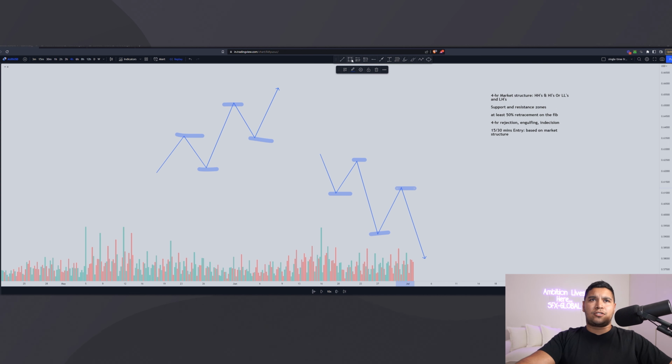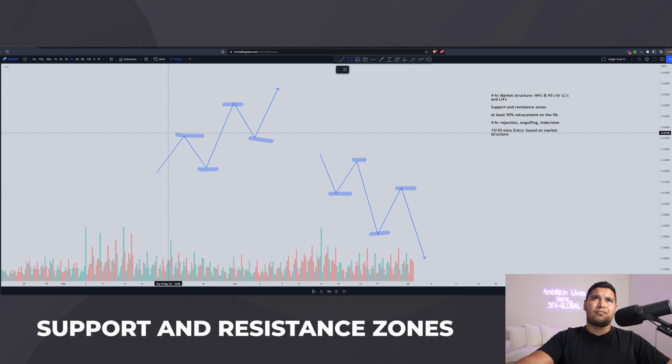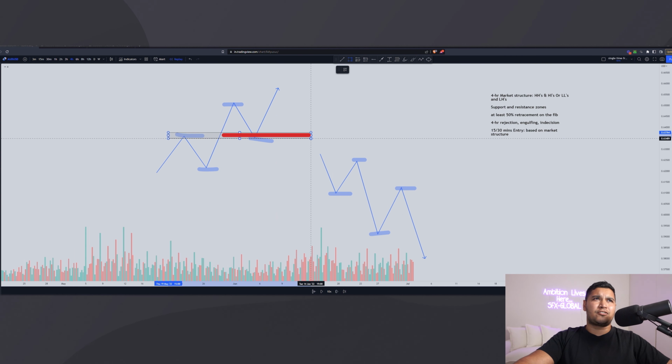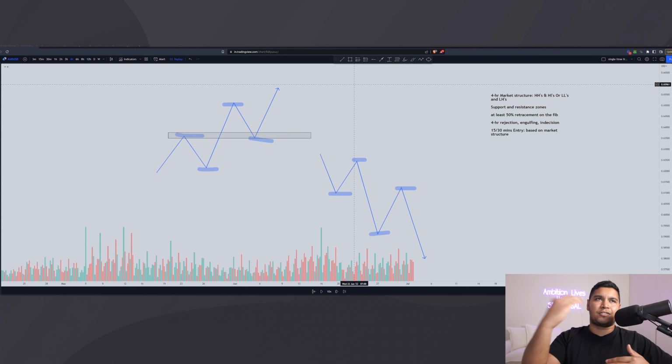Next, we're going to use the basic concepts of support and resistance. If the market is trending up, we're going to find the previous resistance, and we anticipate that it's going to act as support, because when resistance is broken, the market usually comes back to retest that level as support before continuing on with the trend.